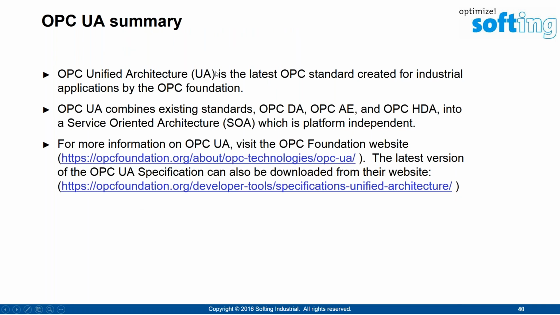So in summary, OPC UA is the latest OPC standard created for industrial applications by the OPC Foundation. It combines the existing standards, DA, AE, and HDA, into a service-oriented architecture, which is platform independent. And if you want to know more about OPC UA, I recommend you start by visiting the OPC Foundation's website at opcfoundation.org.